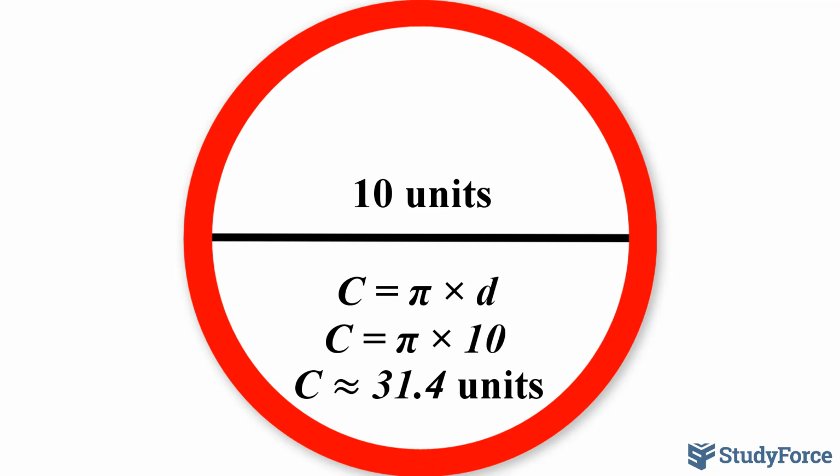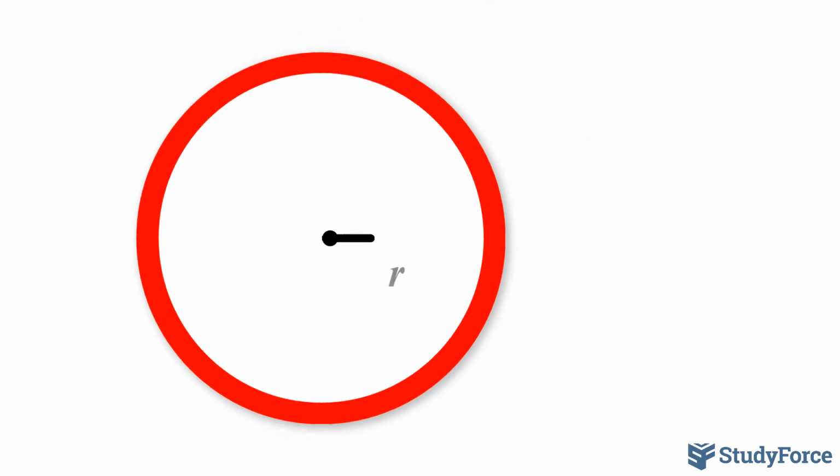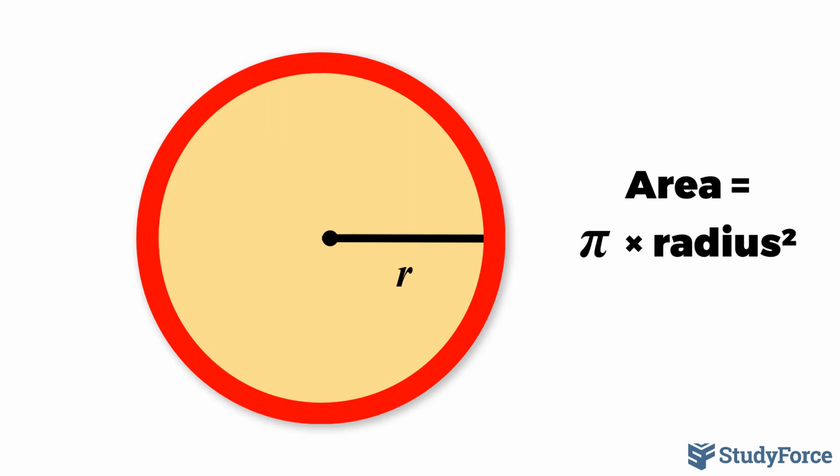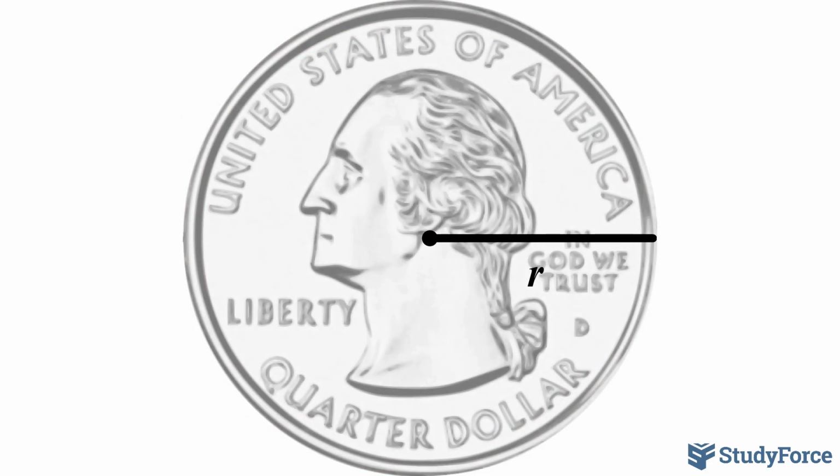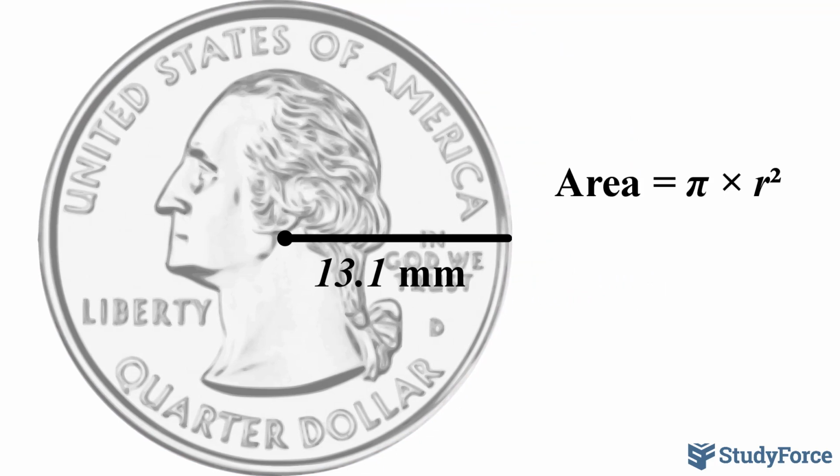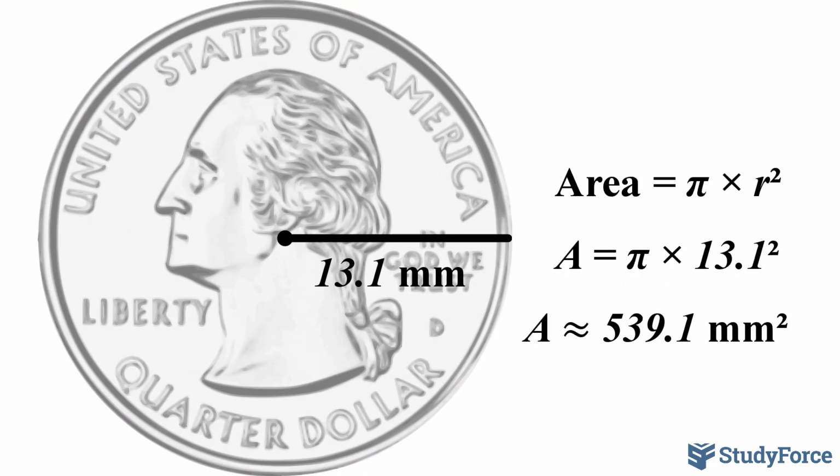For a circle of radius r, the area of a circle, that is, its interior, equals pi times the square of the radius. For example, the area of a circle having a radius of 13.1 millimeters, which is the radius of a quarter, is approximately 539.1 square millimeters.